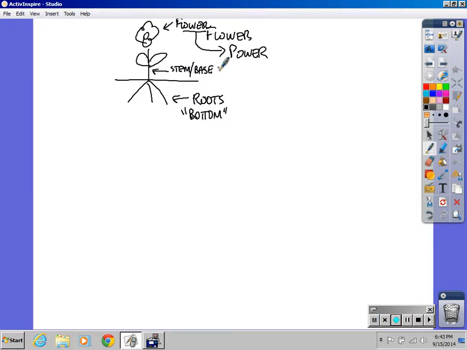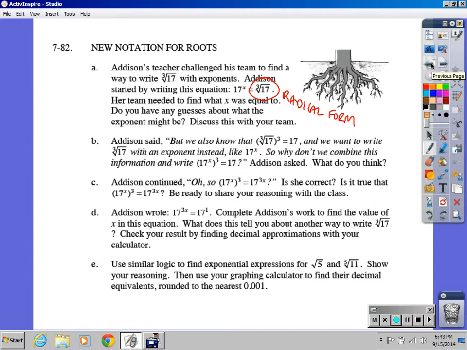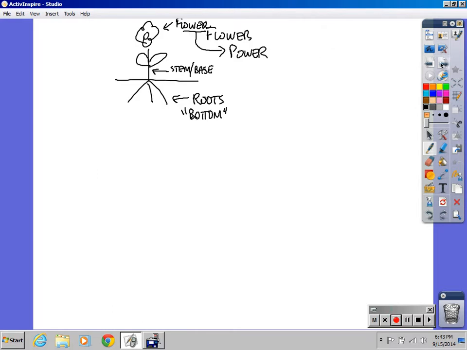So if we have a problem similar to the one here, where we're trying to take a root and convert it to exponents, we have the cube root of 17. Converting that to exponential form will give us 17 to the 1/3. Now, why does that happen? The 3 is the root, the third root, the cube root. And the root goes on the bottom of the fraction, just like the roots are on the bottom of the flower. The power, the 1, 17 to the first power, goes on top. The base stays the same.